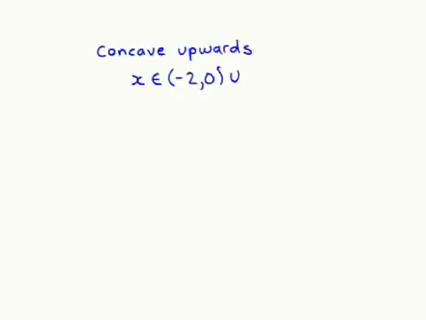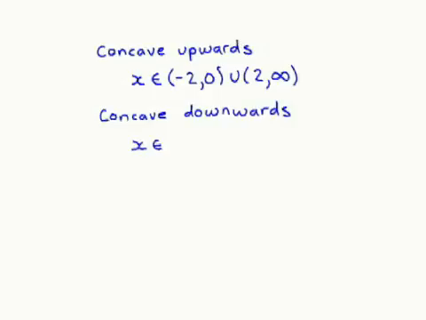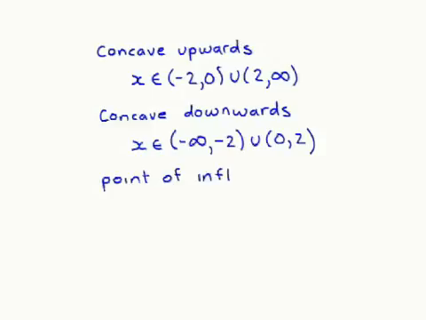Now we've done all the work, we just merely have to make our conclusions. We know that a function is concave upwards when its second derivative is positive. Therefore, it is concave upwards when my x values go from negative 2 to 0 in union with values between 2 and infinity. It is concave downwards when my second derivative is negative. Therefore, it's concave downwards when my x values go from negative infinity to negative 2 in union with values between 0 and 2. And we now know that the point 0, 0 is indeed a point of inflection because concavity changed across that particular point.